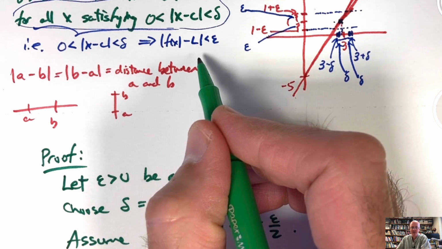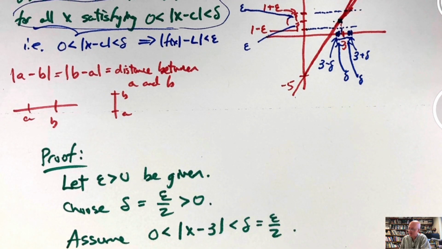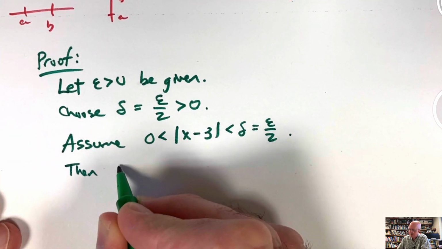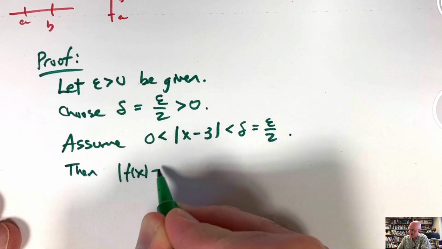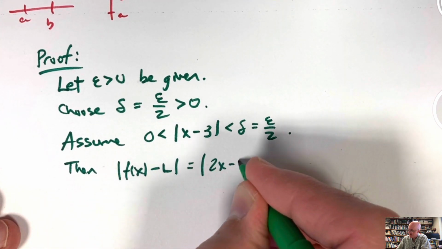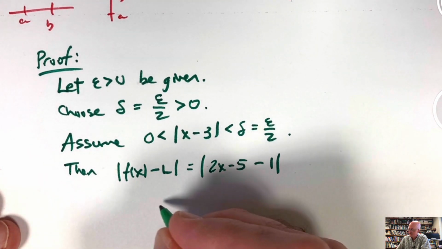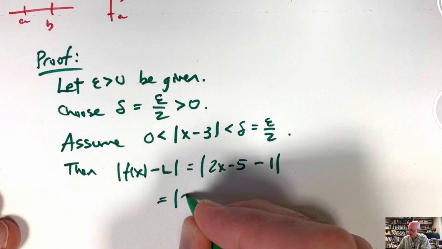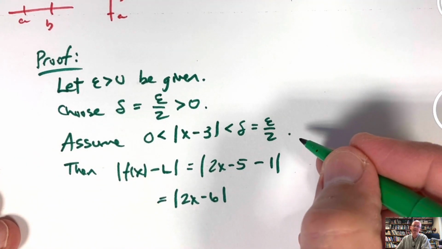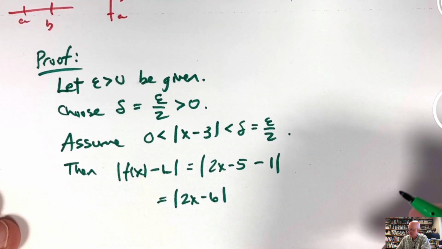How? Well, just start working with the left side and see if you can show it's less than the right side. Will that happen? Then the absolute value of f of x minus L, f of x is 2x minus 5, and L is 1. Simplify it. That's the absolute value of 2x minus 6. We need to use our assumption somehow. How do we do that?